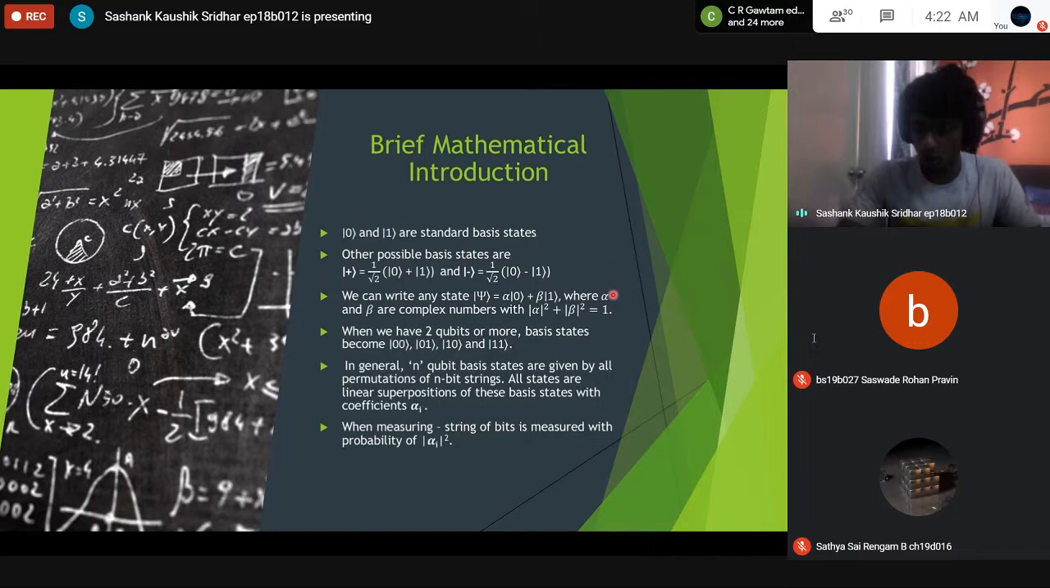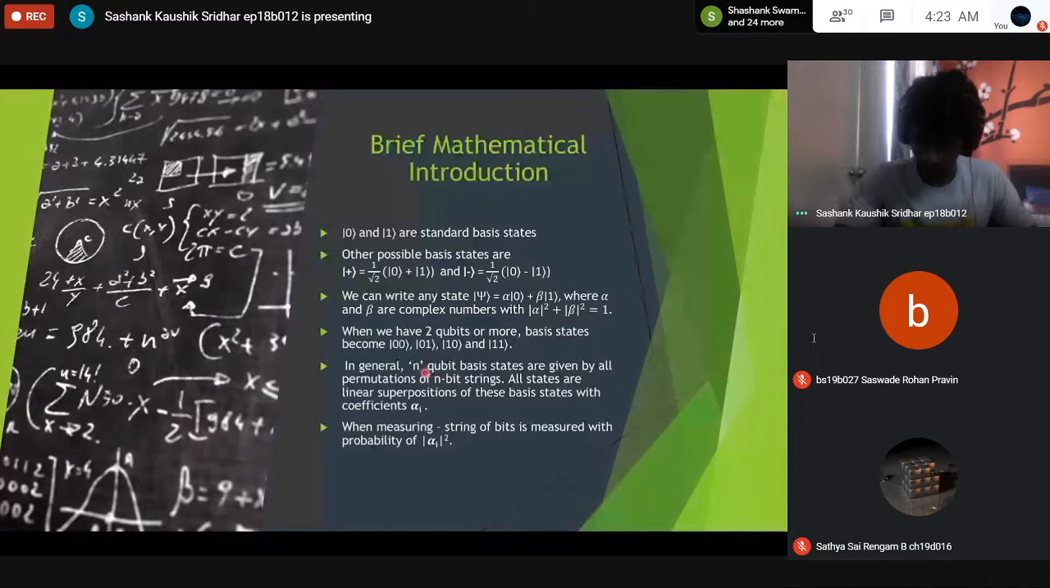Coefficients can then be changed without collapsing the state via measurement. You don't need to measure them, collapse them, and then make another state. You can do a linear transformation, since they're vectors, and change the state. For multiple qubits, you represent them as each permutation of n-bit strings, like 0, 1, and each of them represents a different basis state. So when we have two qubits, it becomes 00, 01, 10 and 11. When we have more, you look at each of the possible combinations of bit strings, and each of them has a corresponding coefficient alpha i.